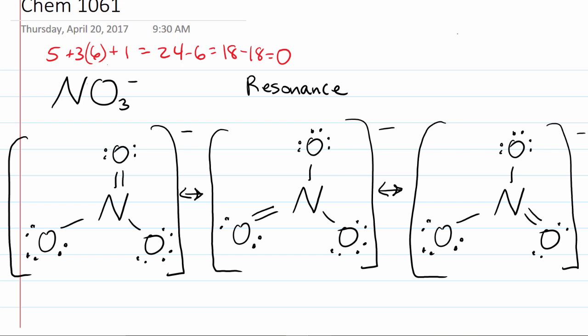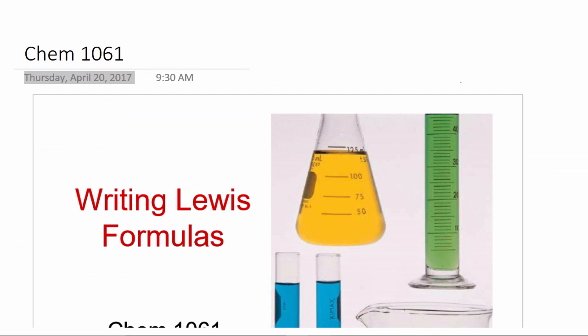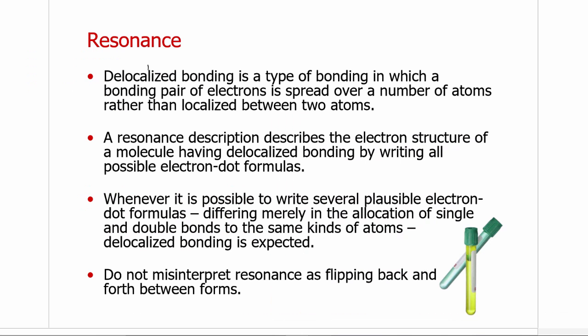Now, what we don't want to think of it as this. There actually is not a double bond that's present in the nitrate ion. We write it as if there's a double bond, but there isn't. We say that these electrons that are present in here are delocalized.